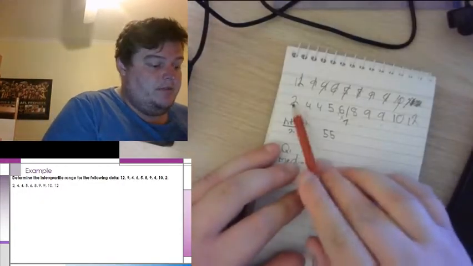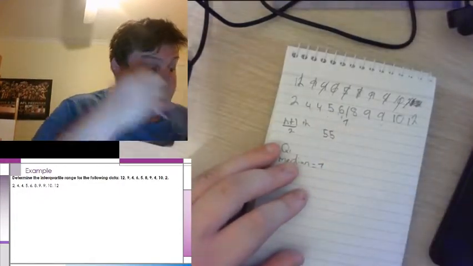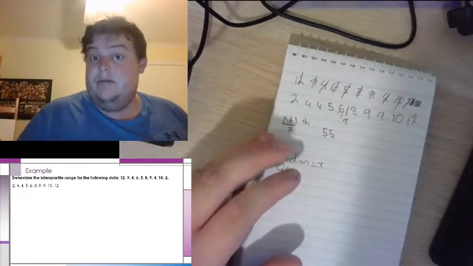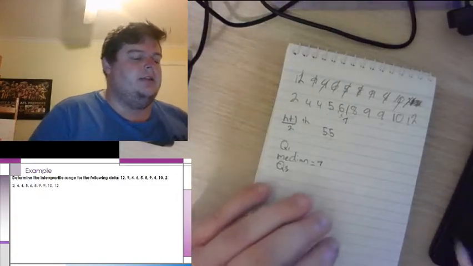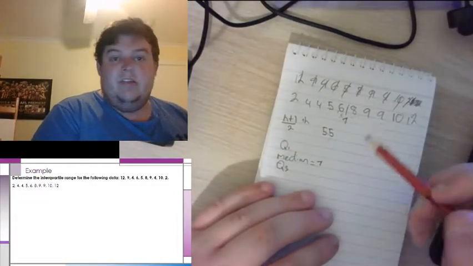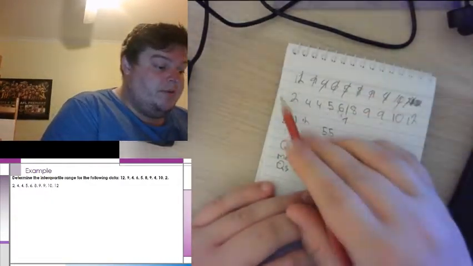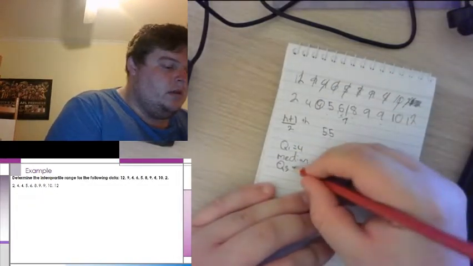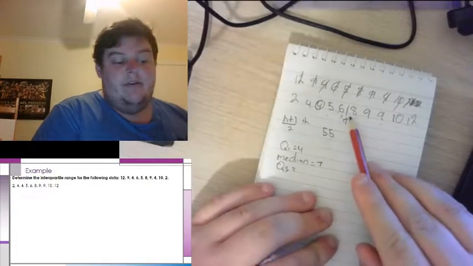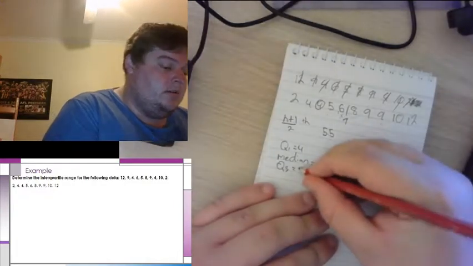Okay, so we have 1, 2, 3, 4, 5 values. 5 plus 1 divided by 2 to find the median of the lower half, which is what Q1 is, gives me 6 divided by 2, which is 3. So that's my third value, which is 4. And again, I'm going to find the third value of my upper half, which is 9.